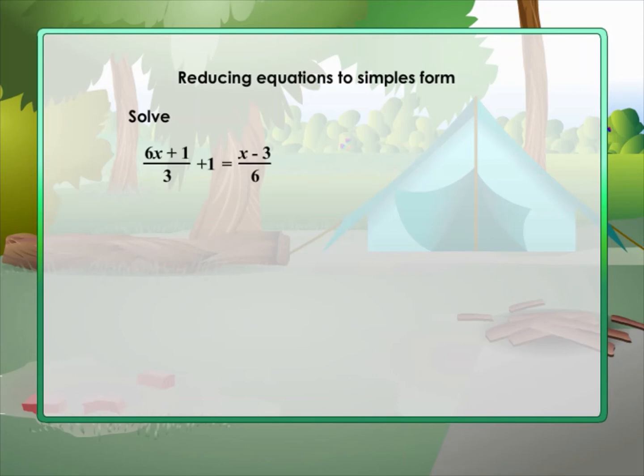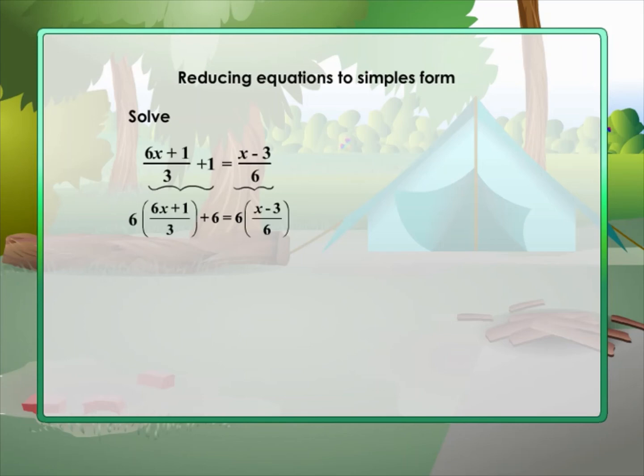While solving this type of equation, first we should look at the denominators on the left-hand side and the right-hand side. We must find the LCM of the denominators. The LCM of 3 and 6 is 6. Now multiply by 6 on both sides. While multiplying by 6 on both sides, each and every term of the equation should be multiplied by 6.